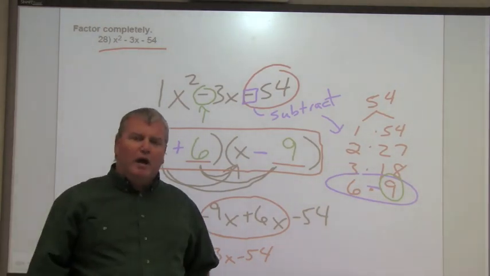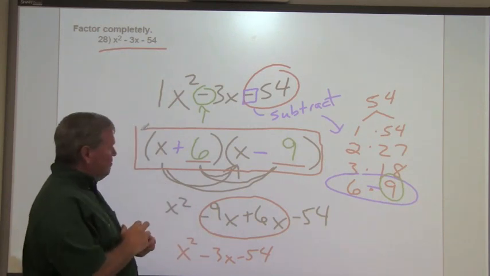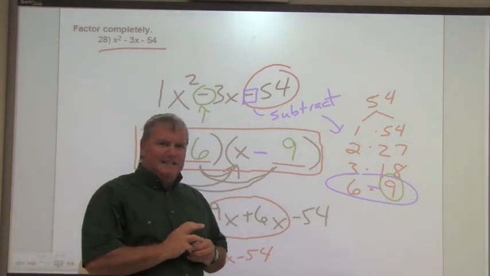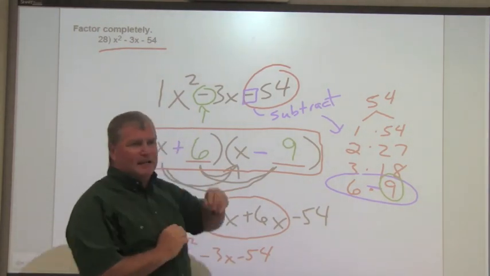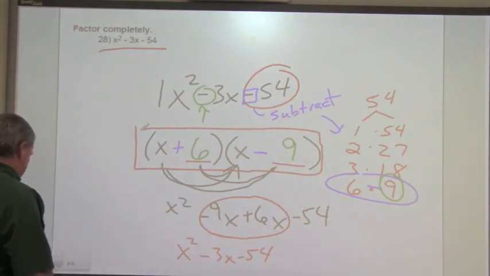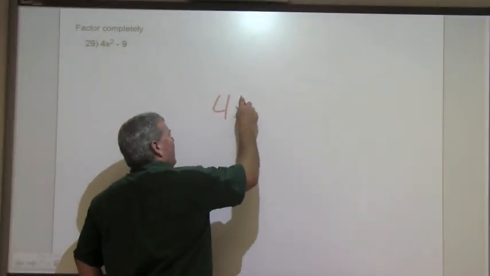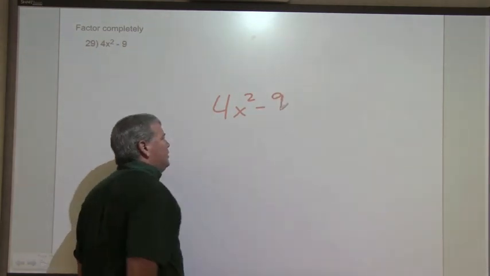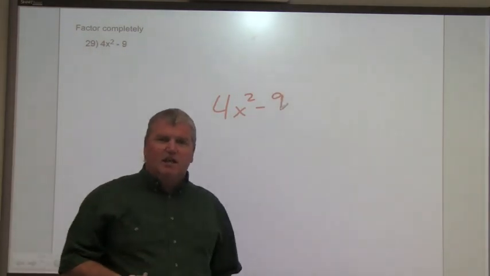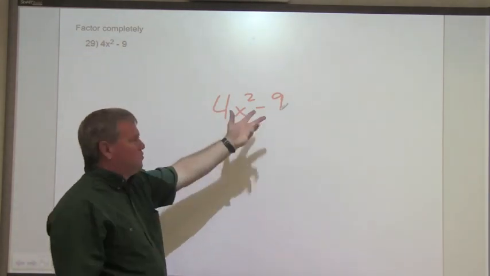Now there are other ways to solve this, but to me that's probably one of the easiest methods, especially if the x squared has a 1 in front of it or doesn't have a number at all in front of it. It says factor completely. Now this is a binomial. It says 4x squared minus 9. Now the first thing I would do is look, does it have anything in common? Well, there's no common factor between these two.